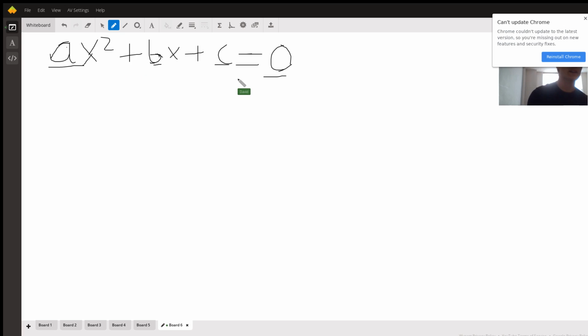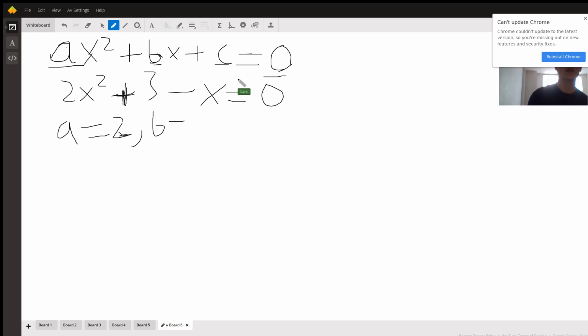So if I write a quadratic like 2x^2 + 3 - x = 0, for that quadratic, actually, a = 2, b = -1, and c = 3. Even though I wrote 3 before minus x, b is still going to be the number multiplying x, which in this case is -1, because subtracting something is the same as multiplying it by -1.